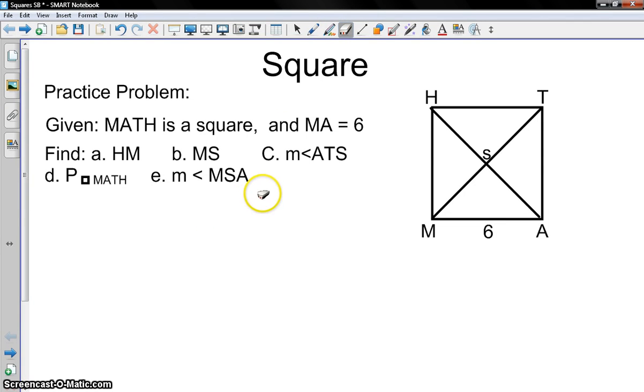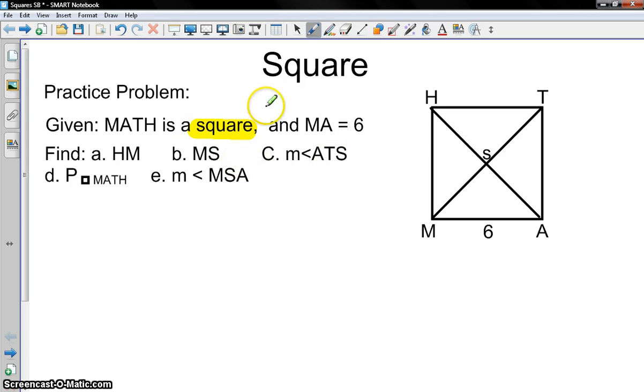Today we're going to talk about squares, and we're going to do this problem to see how it's being done and what you need to be thinking first when you solve such a problem. Now, first of all, let's read it. It says that given we have MATH is a square. So what I'm going to do is highlight square.